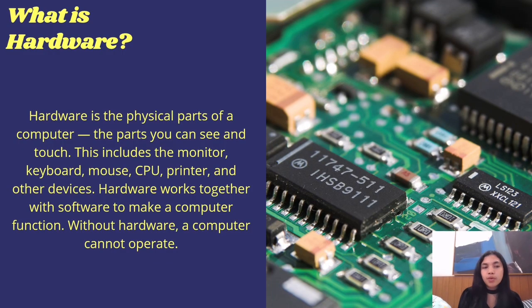So first, we know what hardware is. Hardware is the physical parts of a computer, the parts you can see and touch. This includes the monitor, keyboard, mouse, CPU, printer, and other devices. Hardware works together with software to make a computer function. Without hardware, a computer cannot operate.